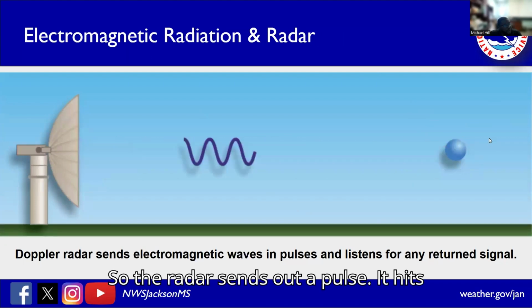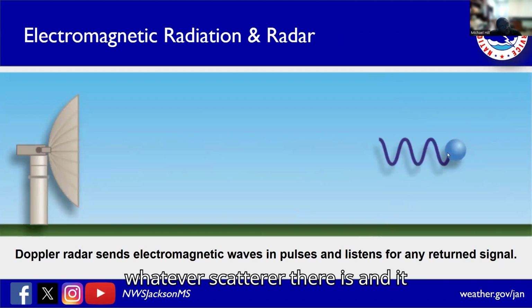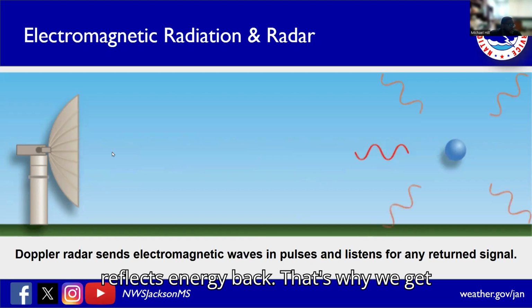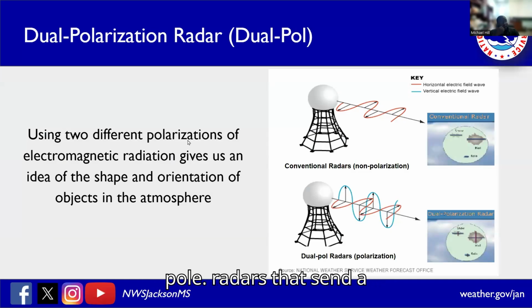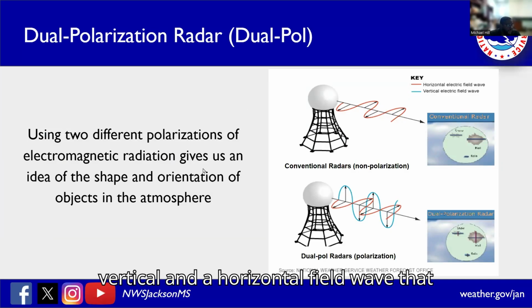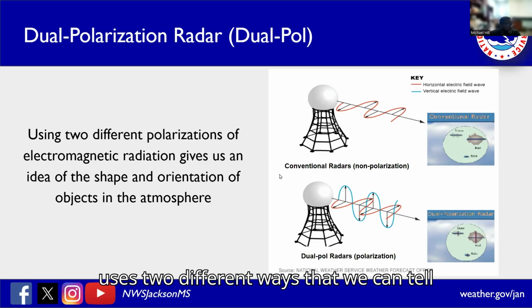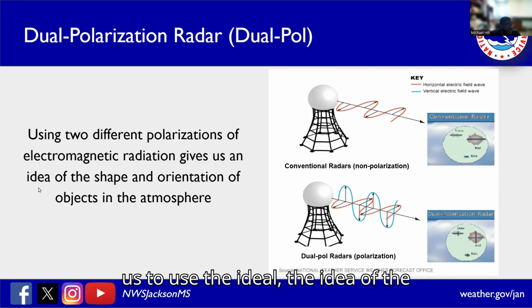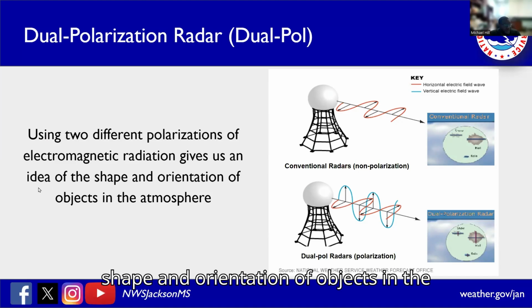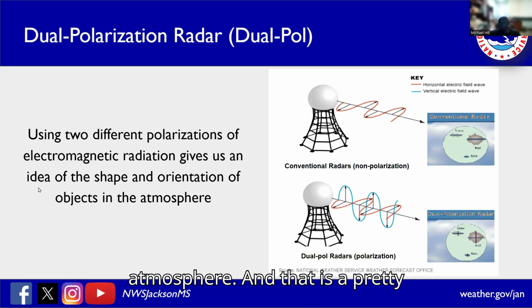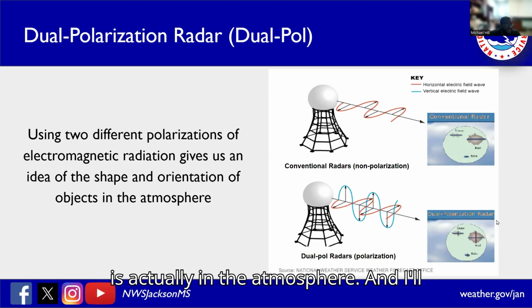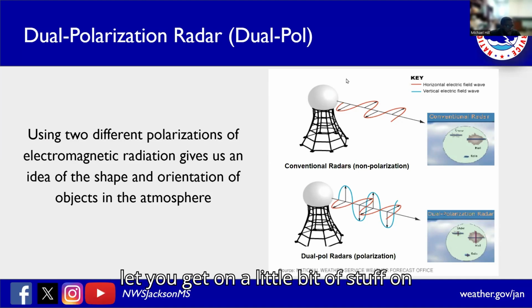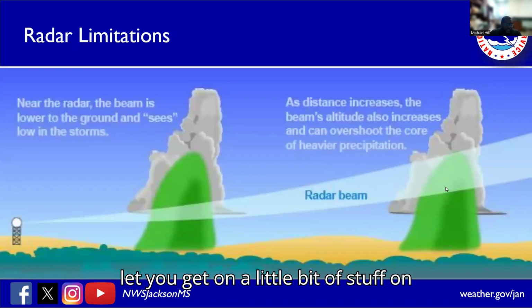So the radar sends out a pulse. It hits whatever scatterer there is, and it reflects energy back. That's why we call it reflectivity. We have dual pole radars that send a vertical and a horizontal wave, which uses two different ways that we can tell the shape and orientation of objects in the atmosphere. And that plays a pretty important role that lets us know what is actually in the atmosphere. And I'll let you in on a little bit of stuff on that.